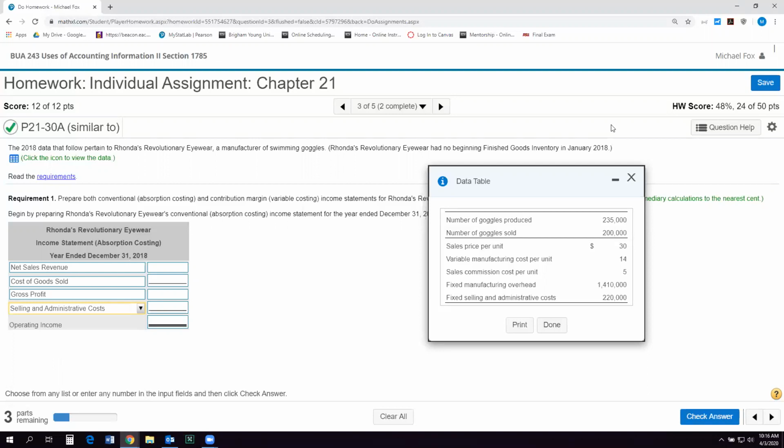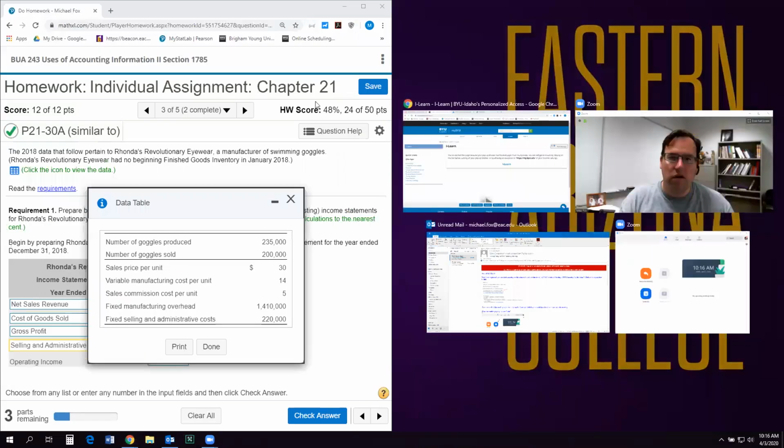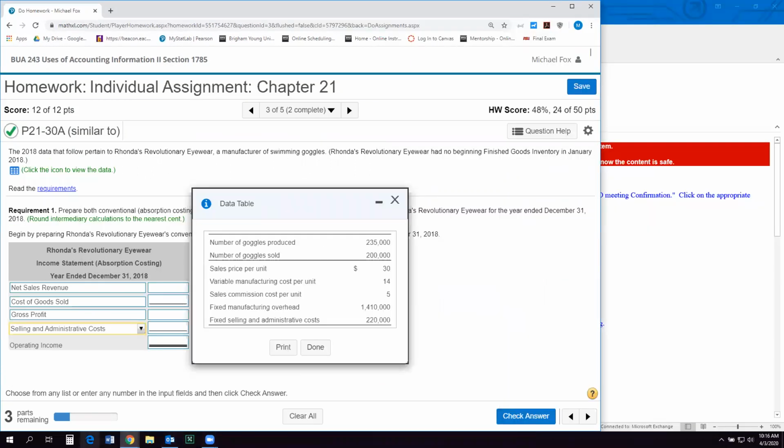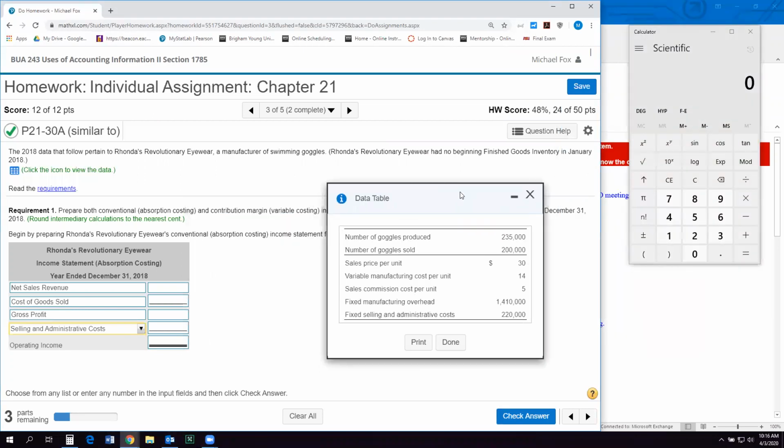So to find our net sales revenue, in fact, let me pull this up here. And I'm going to bring up my calculator so I can use it. All right, so to find my net sales revenue, I'm going to take the number of goggles sold, which is 200,000, times the sales price per unit, which I should be able to do in my head, which should be 6 million, but I make mistakes when I do it in my head, so I'll just double check. 6 million.